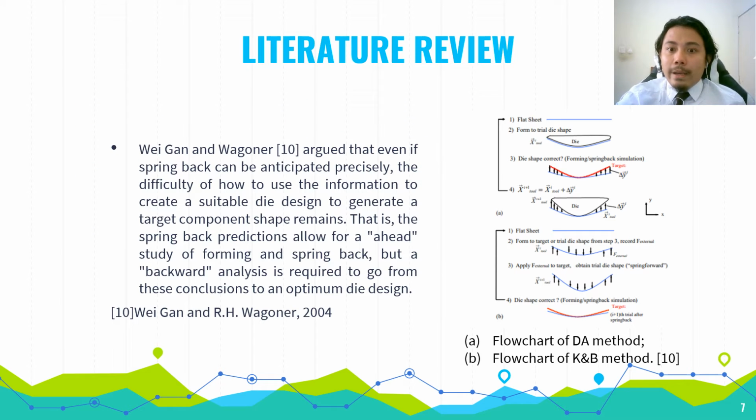Lastly, Wagoner and Wagoner argue that even if springback can be anticipated precisely, the difficulty of how to use the information to create a suitable die design to generate a target component shape remains. That is, the springback prediction allows for a forward study of forming and springback, but a backward analysis is required to go from this conclusion to an optimum die design.